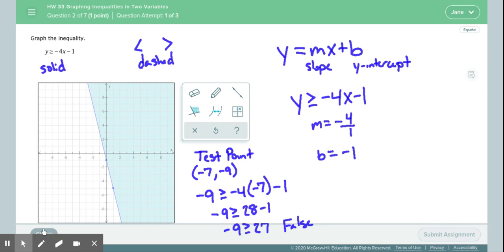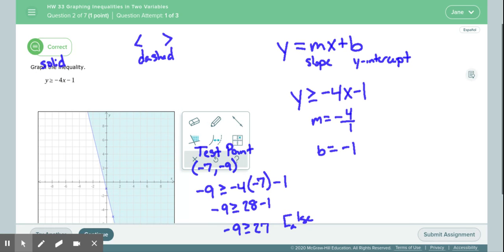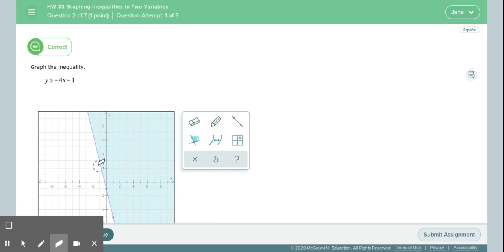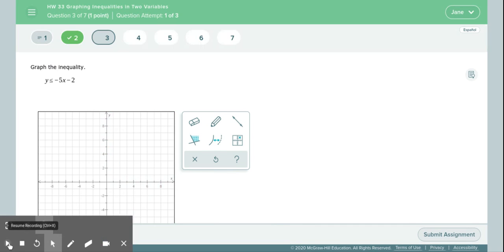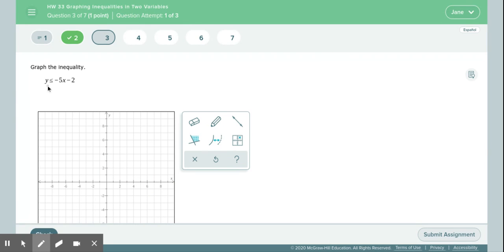And then, as always with homework, please check to make sure that you're right. The point of homework is to practice. Check to see if you're right before you move on to the next question. Question number 3, just like question number 2, I am given an inequality. First thing I'm going to do is graph that boundary line.